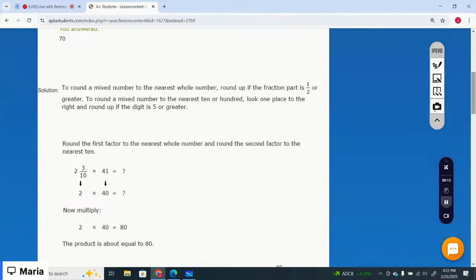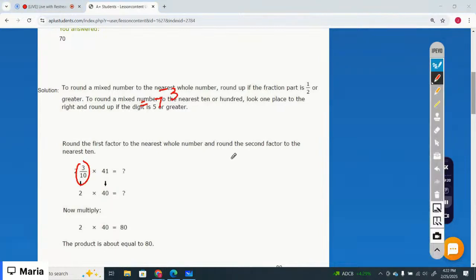The first one is 2 whole 3 by 10. You have to look at the fractional part. The fractional part is 3 of 10. That is less than half, right? If the fractional part is less than half, you need to round on the same whole number, so it would be rounded off to 2. Then you have 41. You have to round off this number to the nearest 10. It would be rounded off to 40. So 40 times 2 is 80. The correct option is 80.